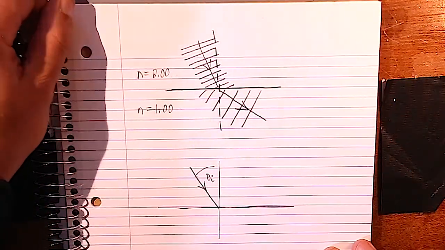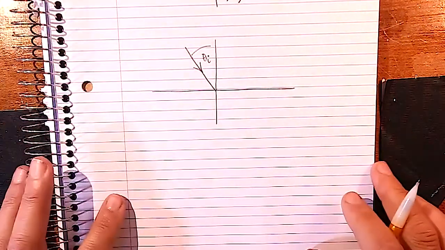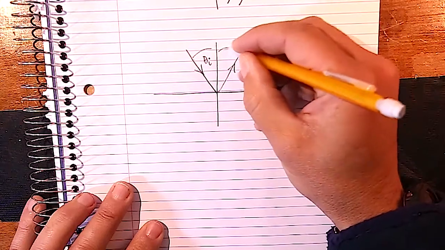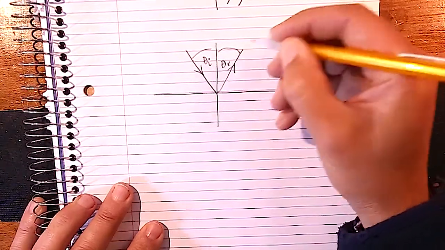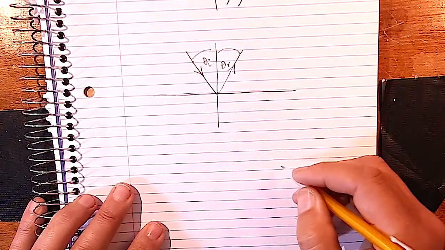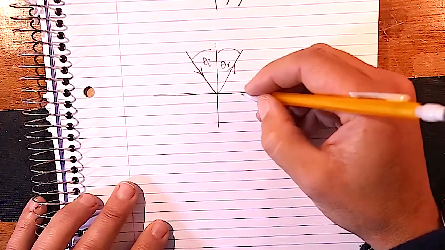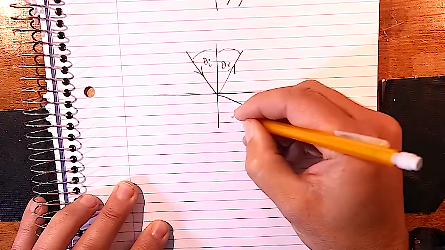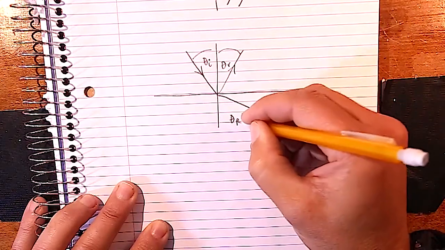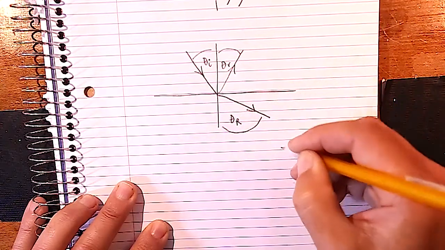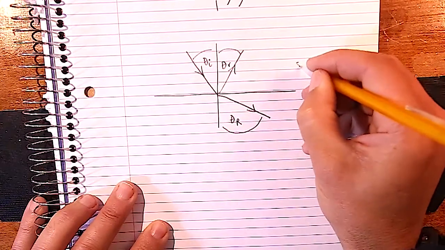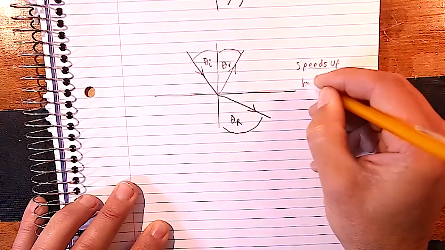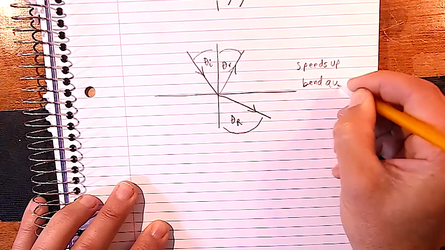So what does that look like on our diagram? Remember that we also get reflection, so we're going to have an equal angle over here, theta little r, and then it's speeding up. Speeding up means it's going to bend away from the normal. So in this case, our theta r is larger than our theta i. So when it speeds up, it's going to bend away from the normal.